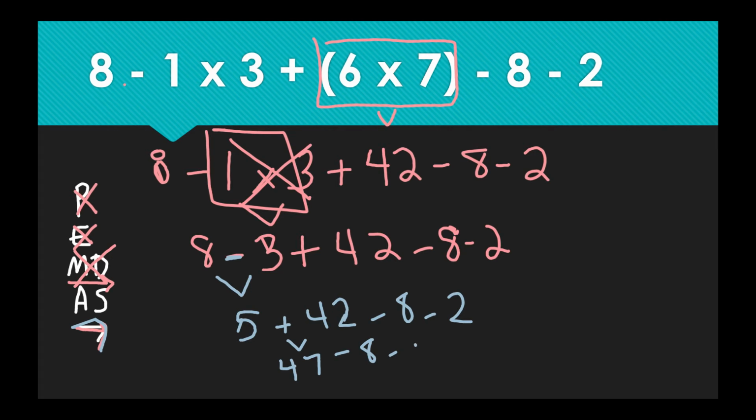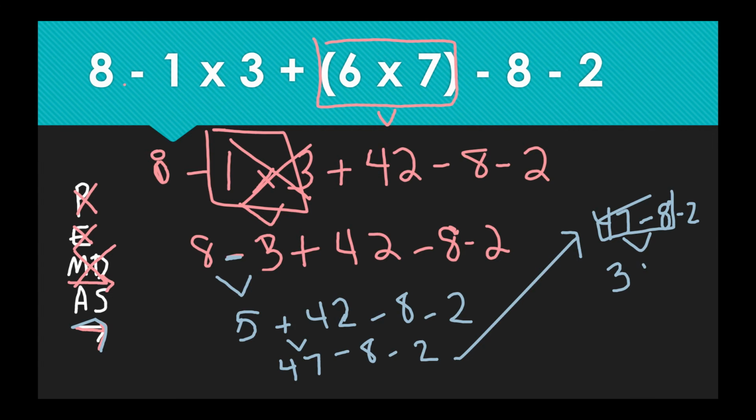I'm going to bring this problem over here. 47 minus 8 minus 2 is what I just had, right? So 47 minus 8 is 39. And then we copy the rest down. And 39 minus 2 is 37. So there's my final answer, 37.